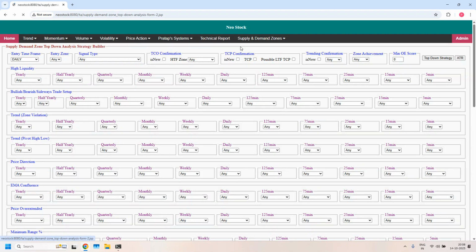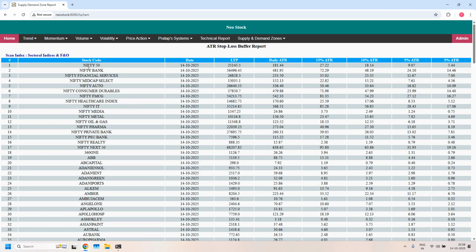In the final report, let us generate stop buffers based on daily ATR. First 17 in this list are indices, remaining all are equity stocks. So I'm scrolling the list down, whichever stock you want to refer to, there you pause the video. After your study, you can proceed further.